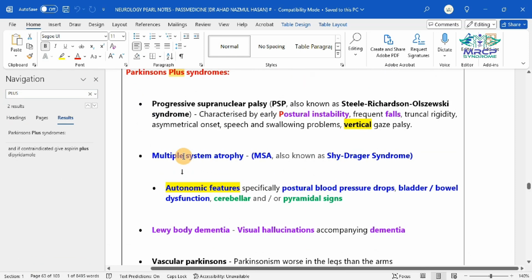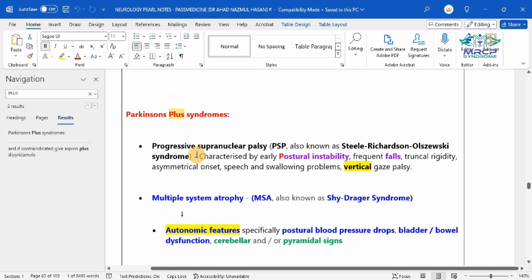And regarding the MSA, multisystem atrophy, also known as Shy-Drager syndrome, the patient will have autonomic features. There will be either a postural drop of blood pressure, bladder or bowel dysfunction, or erectile dysfunction. This is the typical presentation of MSA, multisystem atrophy.